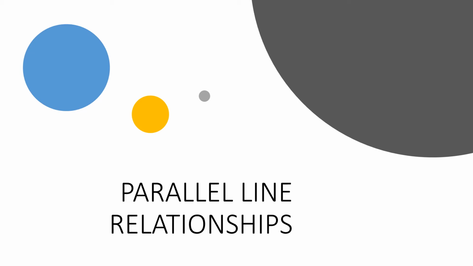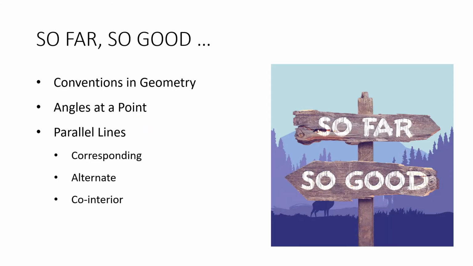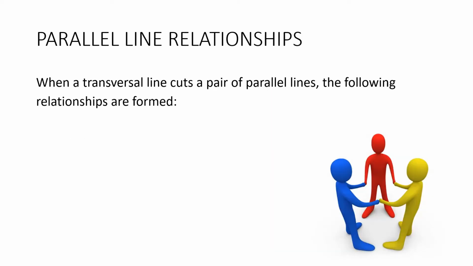In this lesson we're going to look further at parallel line relationships. So far we've learnt about the conventions in geometry and then all about angles at a point. And then last lesson we looked at parallel lines and we looked at corresponding, alternate and co-interior. So let's review what we learnt last lesson.